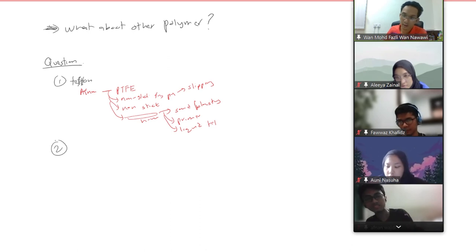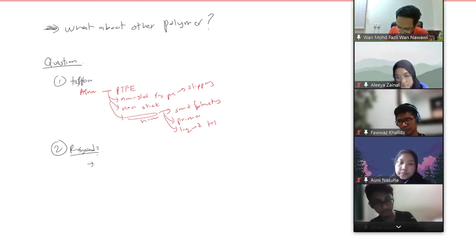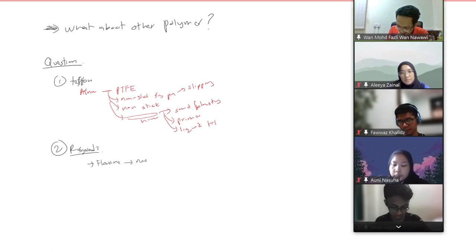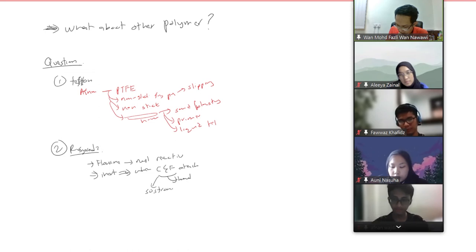Okay. Rushaidi. So we know that fluorine is most reactive, but what makes PTFE inert is that when C and F are attached to each other, they make a bond. This bond is so strong, and because it is so strong, they will not release from each other. So it becomes inert, which is it will not react with other molecules. Okay, thank you, Rushaidi.